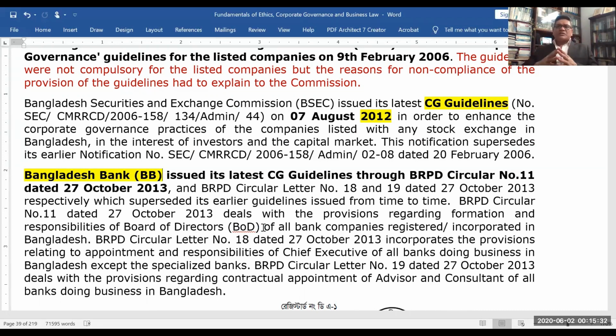And all bank companies incorporated in Bangladesh, as per BRPD circular 11 of 2013, incorporated the provisions relating to the appointment and responsibility of the chief executive officer of all banks doing business in Bangladesh except the specialized banks. BRPD circular letter number 19, also issued in 2013, deals with the provisions regarding contractual appointment of advisors and consultants of all banks doing business in Bangladesh. It is also corporate governance for the banks.